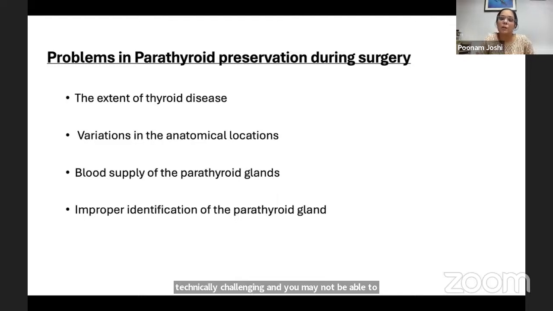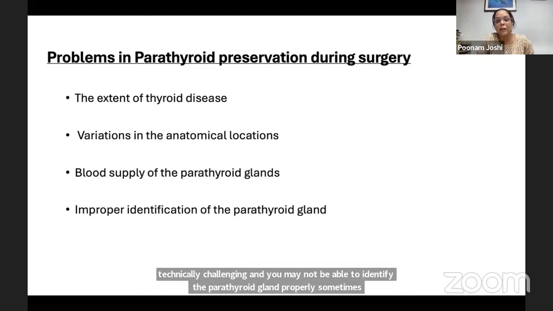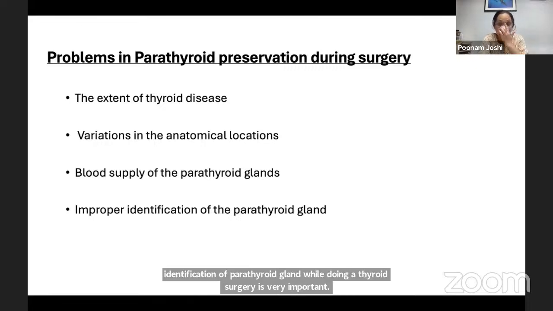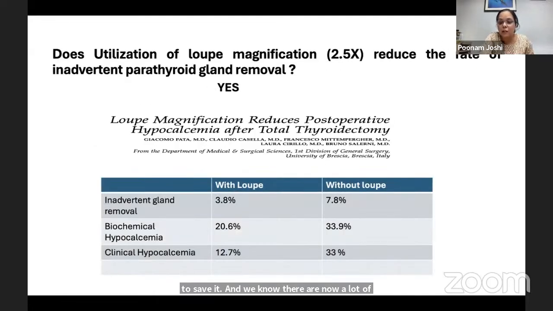You may not be able to identify the parathyroid gland properly. Sometimes, especially in the earlier part of your career, you can easily confuse your parathyroid with a node, a piece of fat, or sometimes even the thyroid gland. So proper identification of the parathyroid gland while doing a thyroid surgery is very important to save it. And we know there are now a lot of adjuncts to help with that, like ICG, and other modes as well.